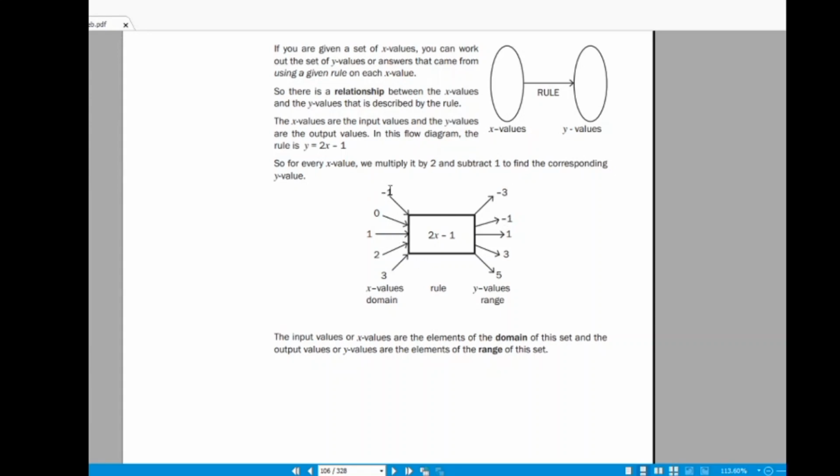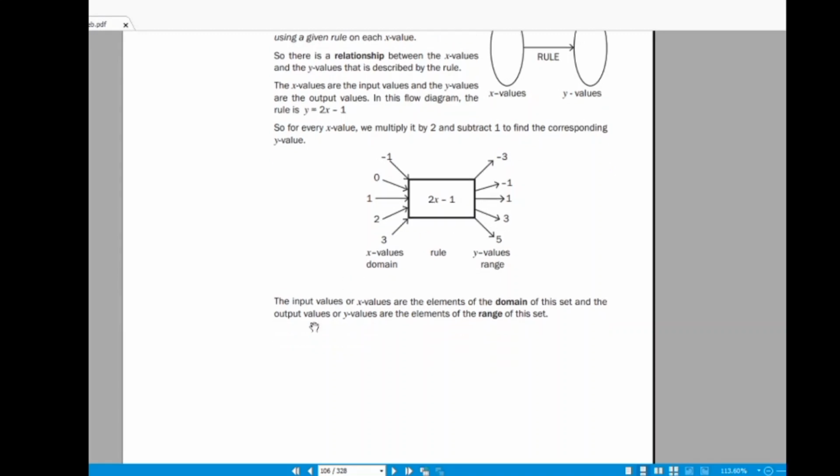Notice that for each x value, there is only one corresponding y value. So this represents a function, right? Remember, a function, for every x value, there only has to be one y value, only one y value, otherwise it won't be a function, right?